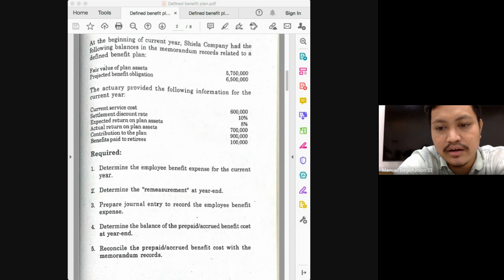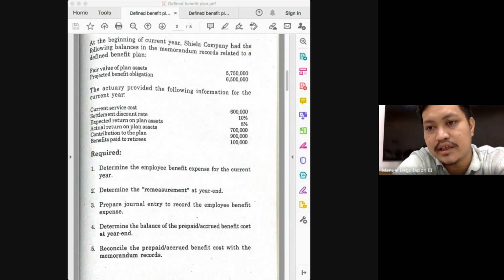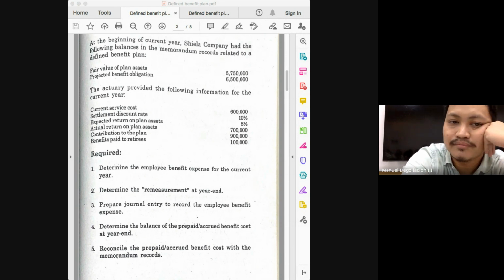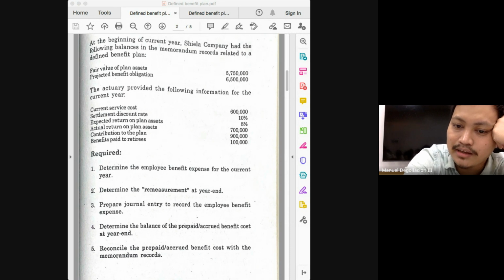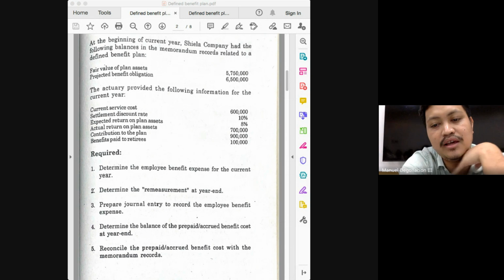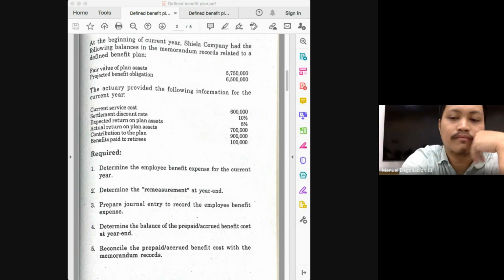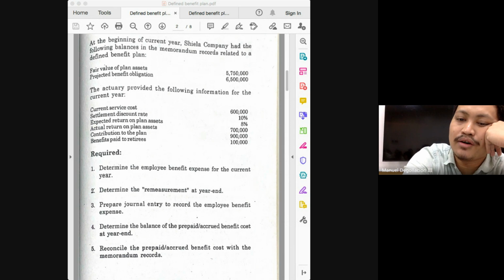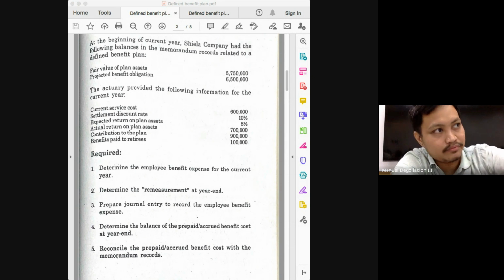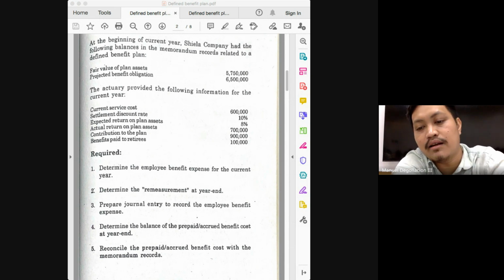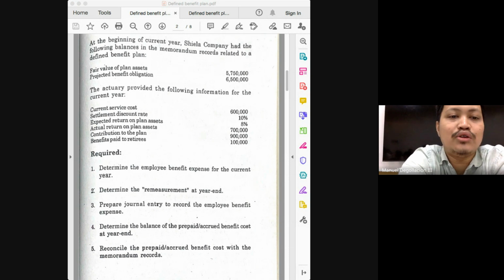It was 100,000. Okay. So beginning with a beginning balance of 6,500,000, add current service cost of 600 and add the interest expense of 650 and deduct benefits paid of 100,000, you will be able to arrive at the PBO end of how much? 7,650,000. Now, why do I want you to solve for your PBO and FVPA end?